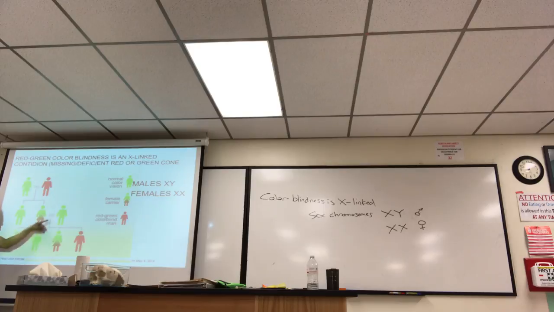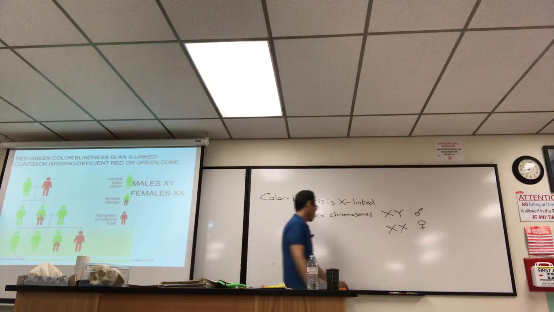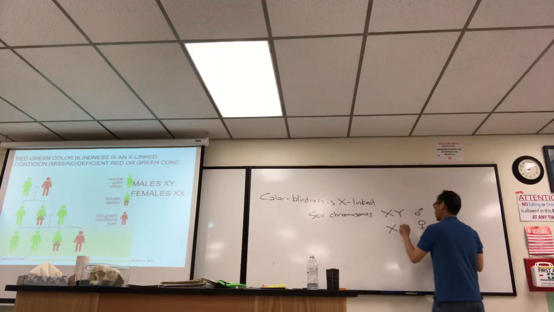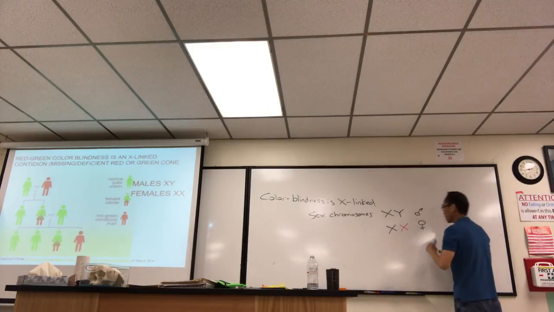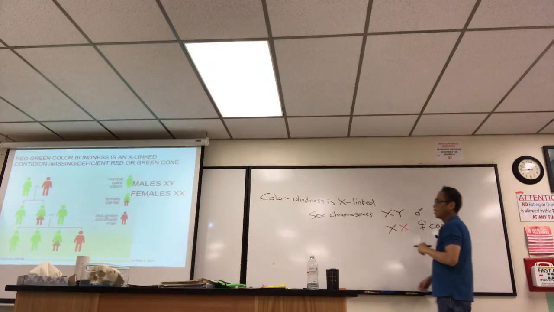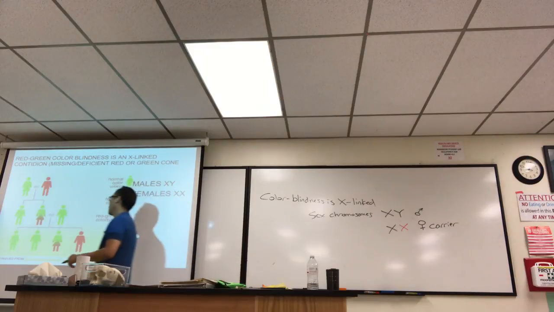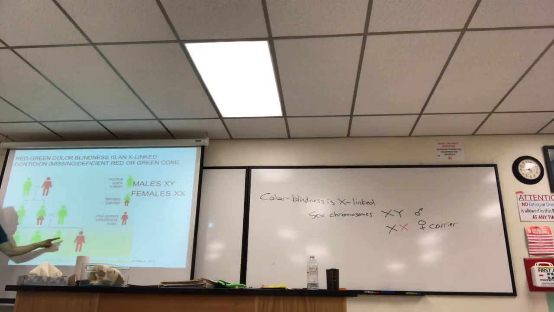Okay, now if she has kids, so grandkids of these guys, she's a carrier. She's XX. She has one X to give to her kids. It's a 50-50 shot whether she gives the X that's okay or the X that has the deficient or missing cone. So if she has girls, what are the chances that her girls will be a carrier? 50-50. What are the chances her son is colorblind? 50-50. Because he has one good gene, one bad gene. And that's basically the genetics there.